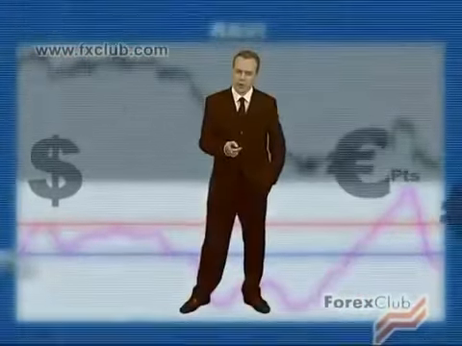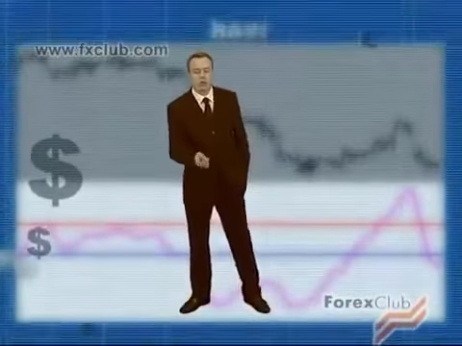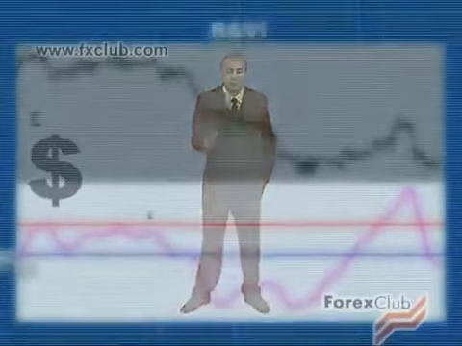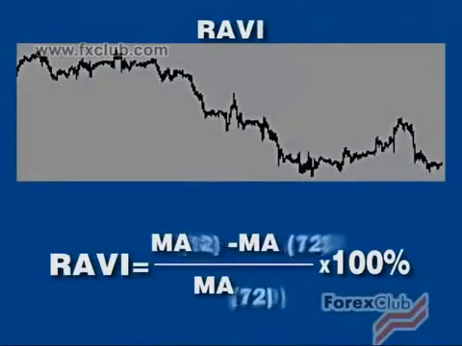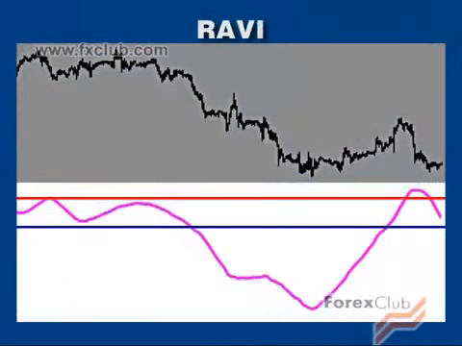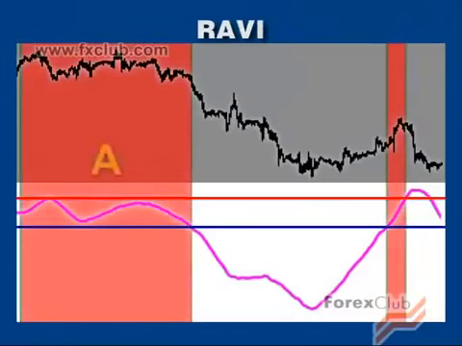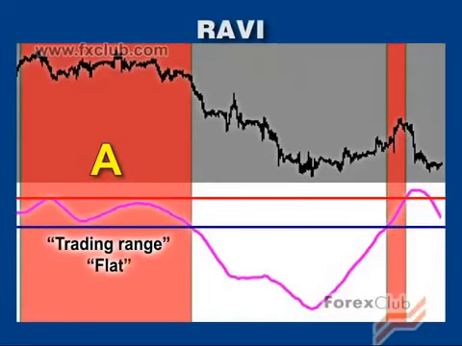So what do you think happens if you change the time parameters of RAVI a little? Let's try time periods of 24 and 120 for the same chart. That's 1 day, 24, and 1 week, 120. Nothing has changed in Zone A. It's a trading range, a flat.